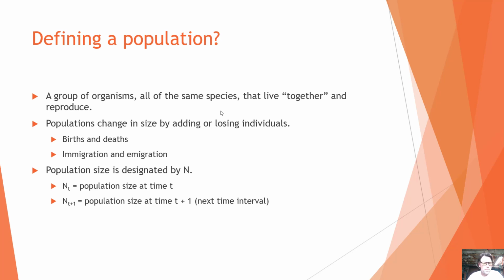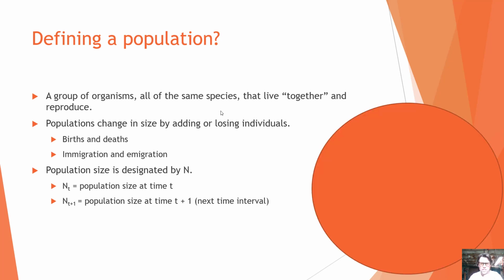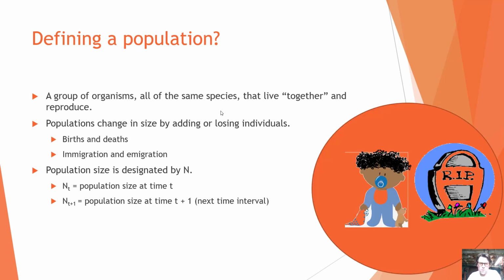So populations change in their size by adding or losing individuals, right? If this is our population, we may add or lose individuals. Individuals are born or they die. And then we also have situations where individuals will either immigrate or emigrate. When we're talking about these population models, population size is always designated by the capital letter N, where N sub t is the population size at time t, and N sub t plus 1 is the population size at time t plus 1, in other words, the next time interval.